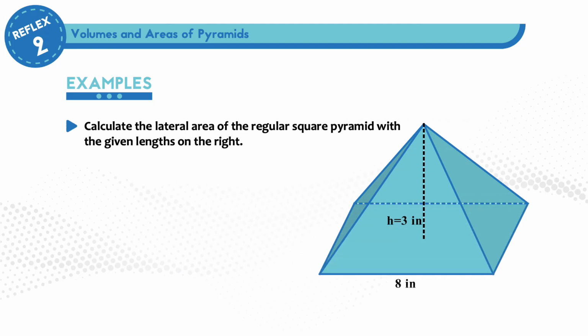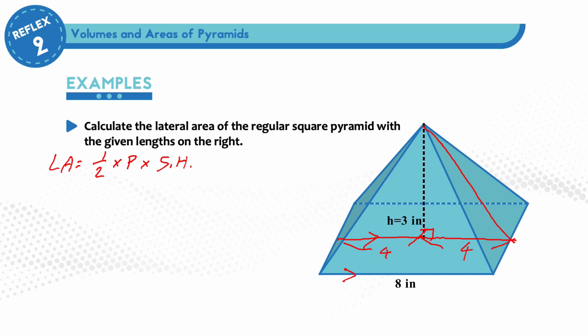Calculate the lateral area of the regular square pyramid with the given length on the right. Okay, the lateral area is equal to 1/2 times the perimeter times the slant height on the lateral face. So let's find out what we need. If we draw a line segment here that is perpendicular to the height and parallel to one of the sides here, then this side would be 4 and 4 here, and we have a right triangle over here with 4, and the height is 3. Therefore, this side is 5, or the slant height is 5.